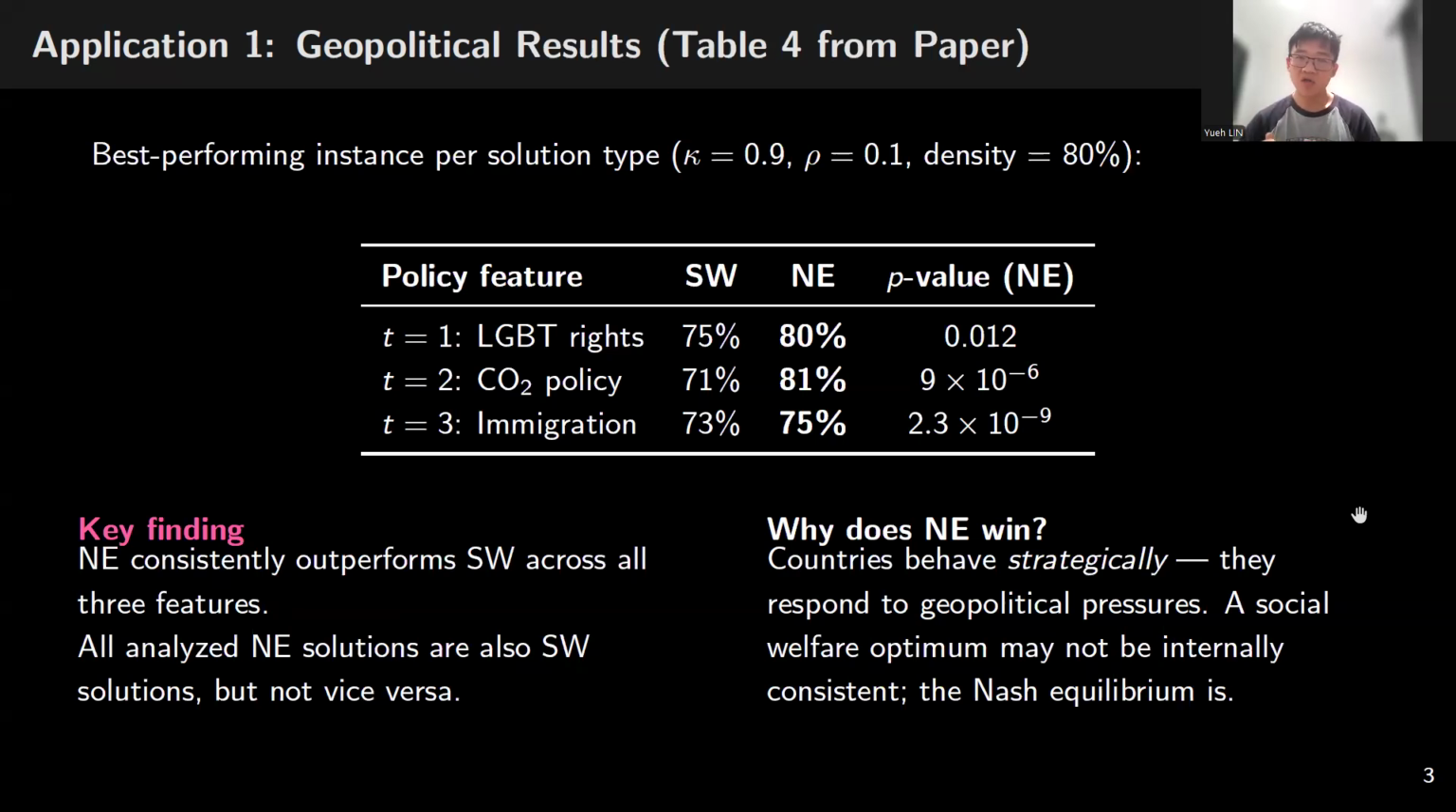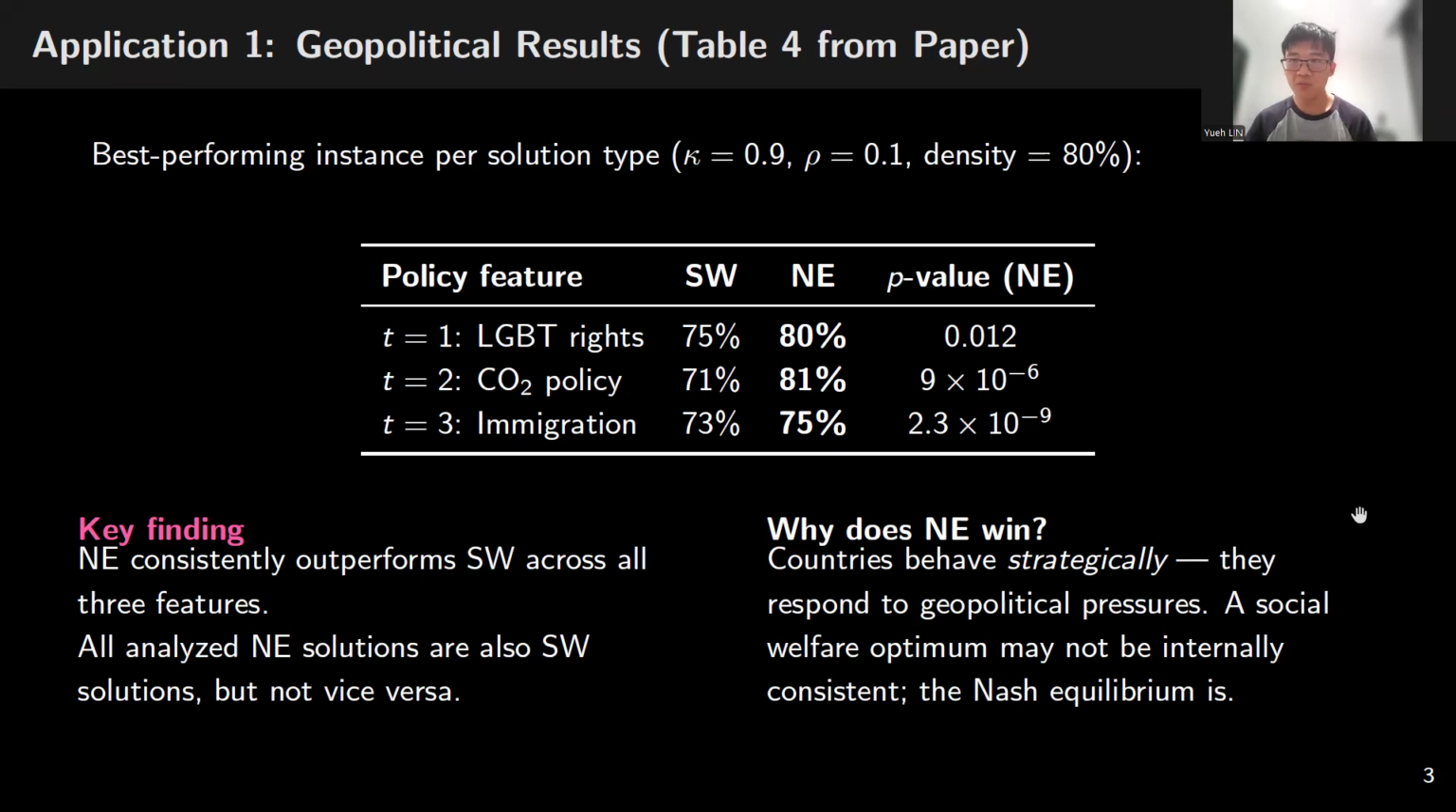And by looking at the column between social welfare and the national equilibrium, we see that with those national equilibrium constraints, it consistently outperforms social welfare on these three features. We also prove that all analyzed national equilibrium solutions are also social welfare solutions. In a sense, the national equilibrium constraints is a refinement of the social welfare solution. It's not actually an independent solution concept.